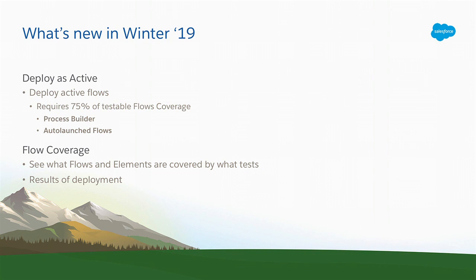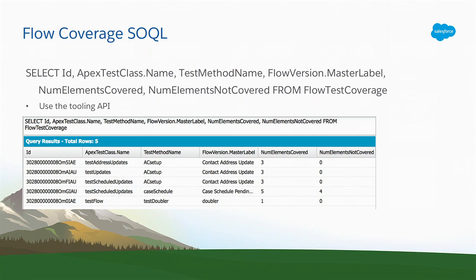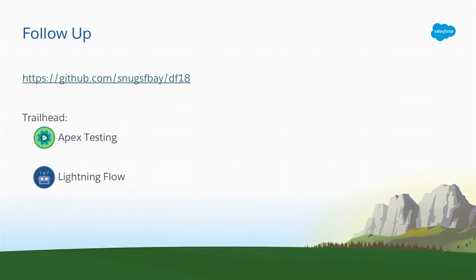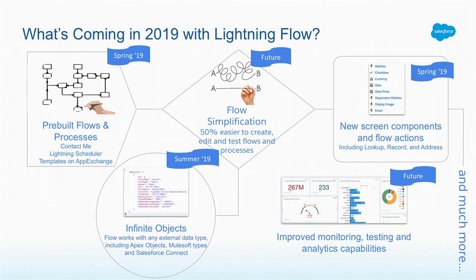And with that, we created a flow coverage object. For those familiar with the Apex test coverage, it's pretty similar. And here's a quick query on how to check that. Again, we are not going to check what nodes you ran, like code coverage. We don't care about how many lines you cover. We just care that you have covered your flows. Here's the GitHub link, and Trailheads, Apex testing, and Lightning Flow are really going to get you where you need to go.